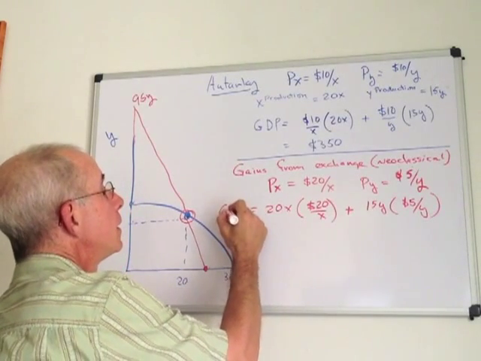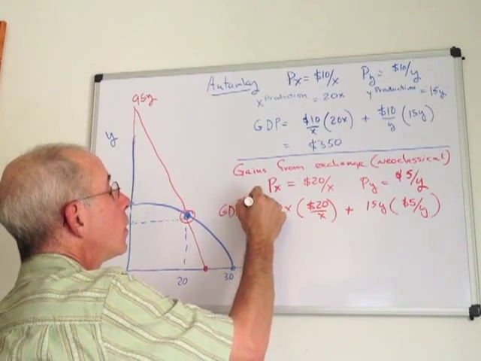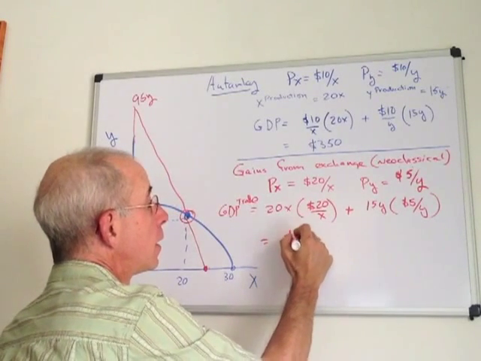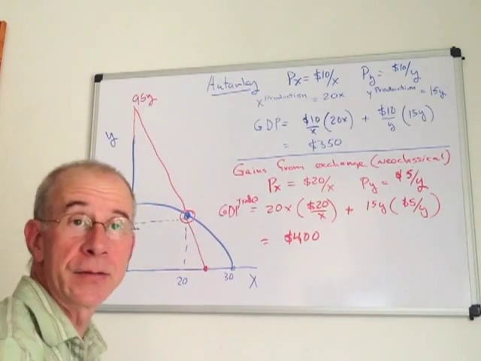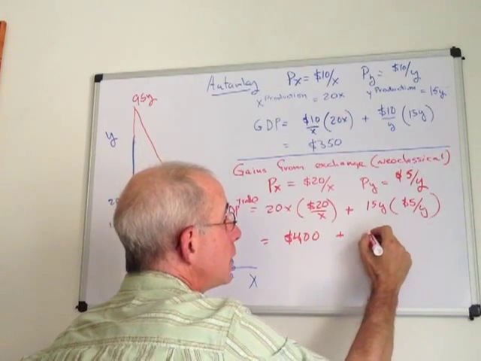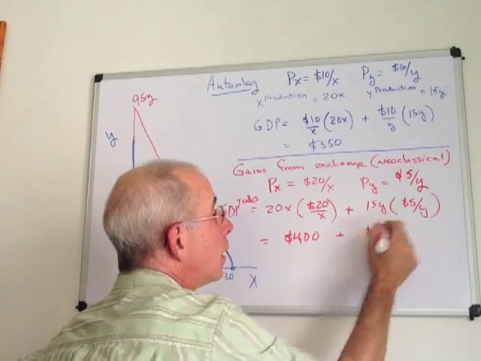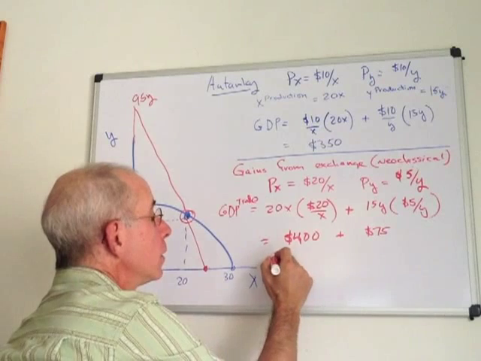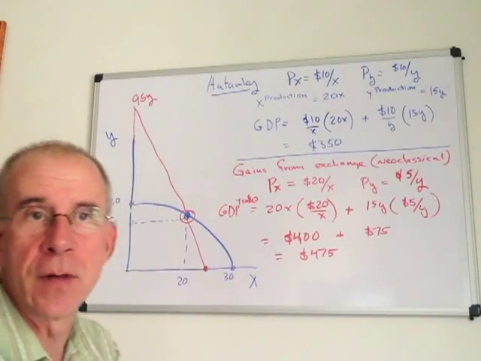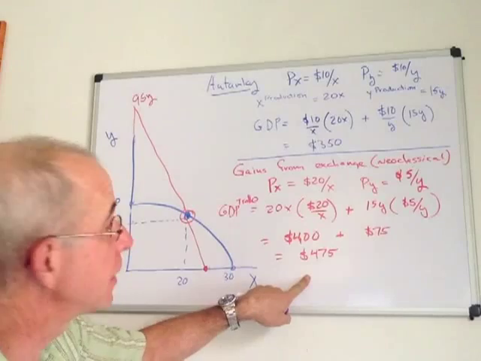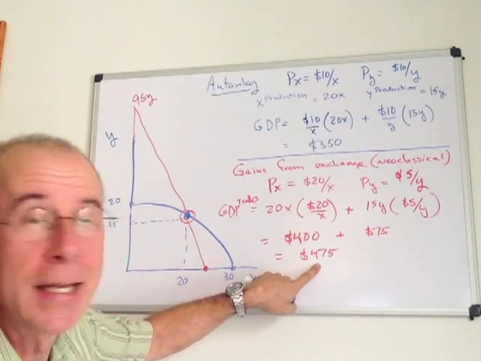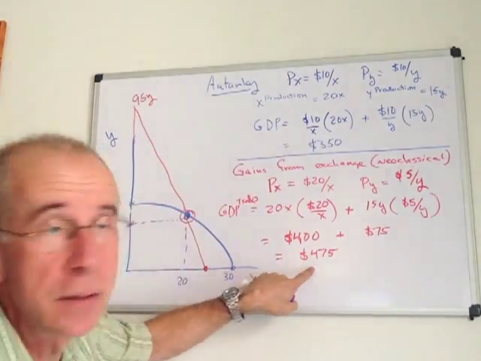Okay, so this is the GDP with trade. So what we have is $400 worth of X plus $75 worth of Y for a total of $475. So what you see is that the GNP or GDP with trade, even if you don't change the production levels, increases from 350 to 475.